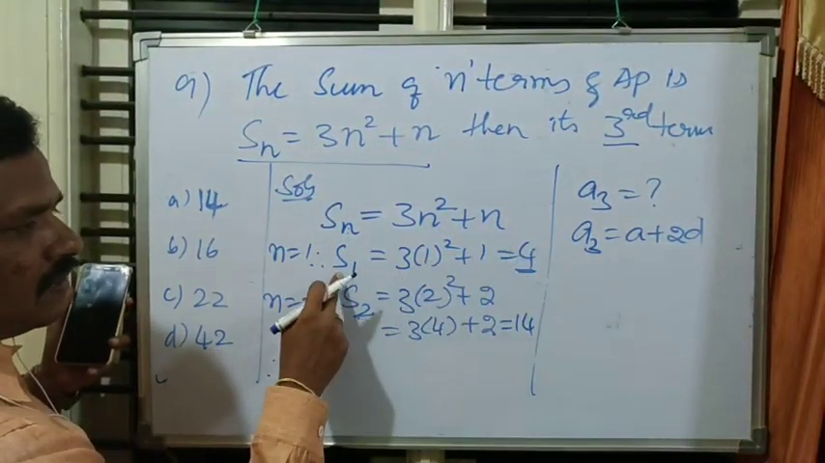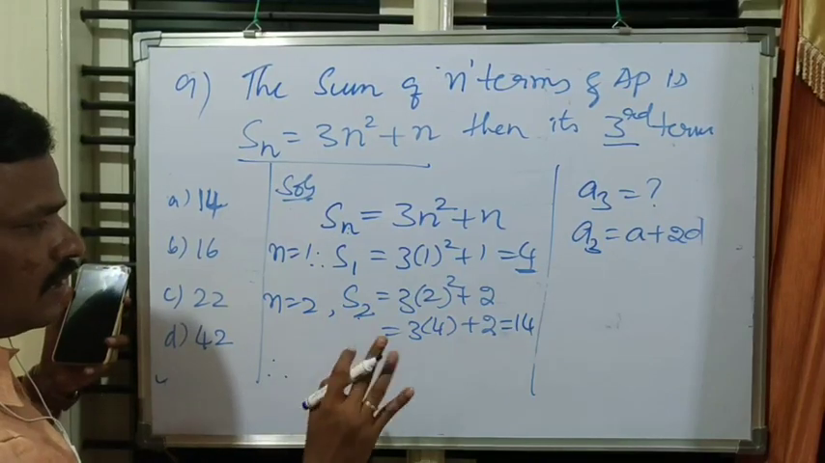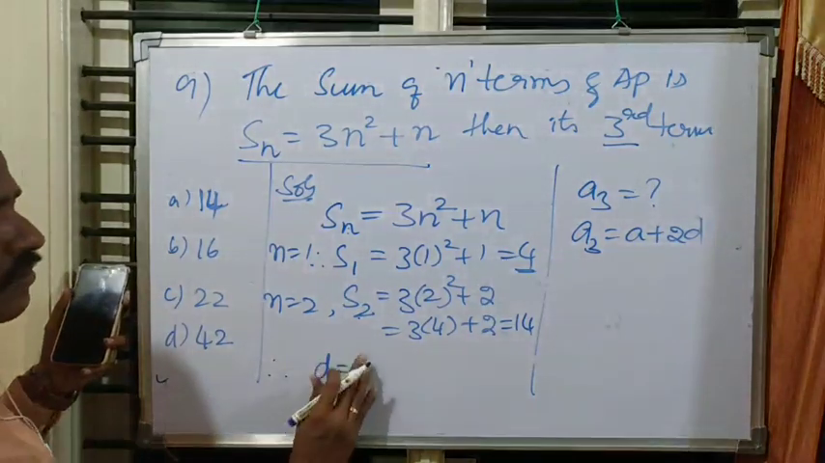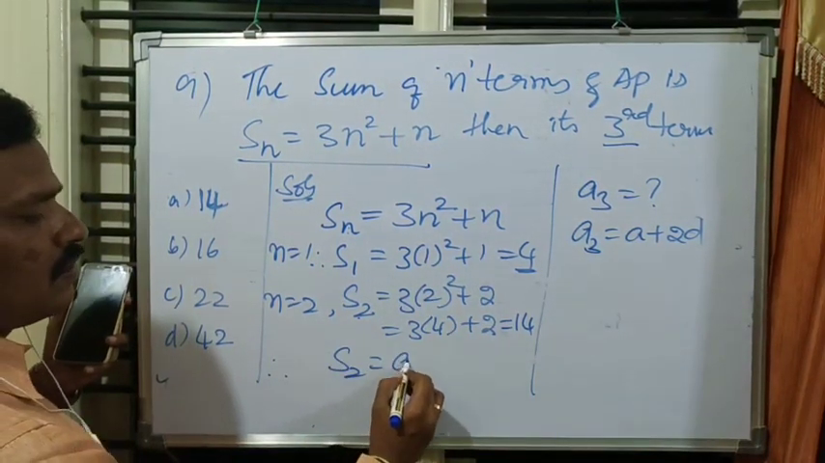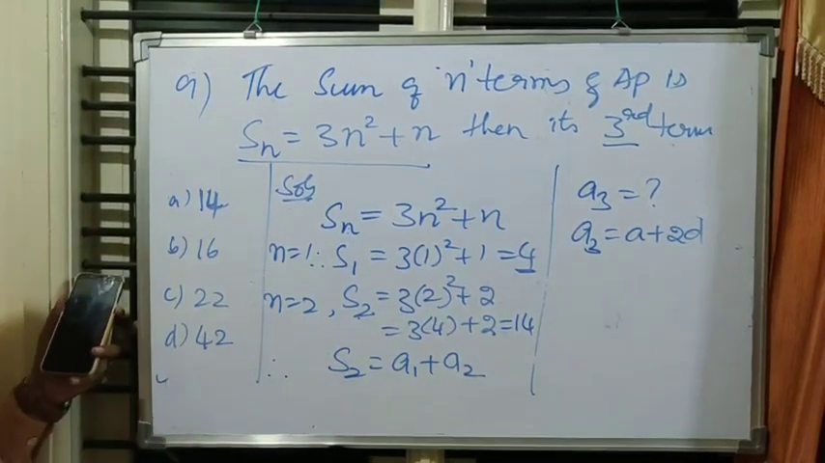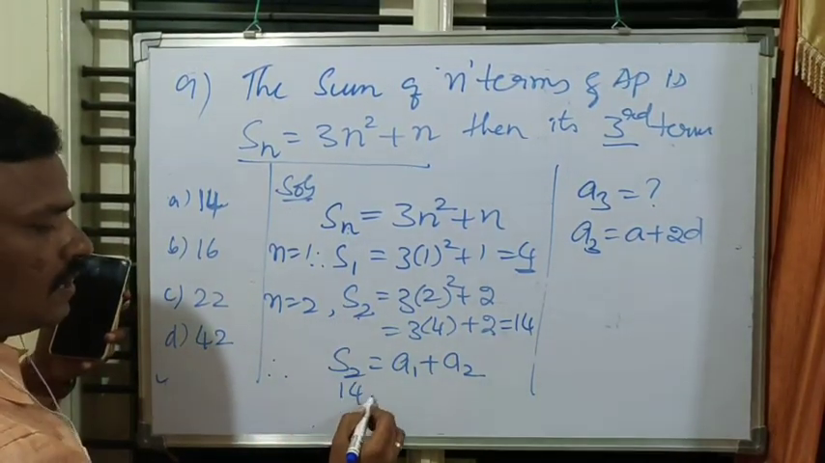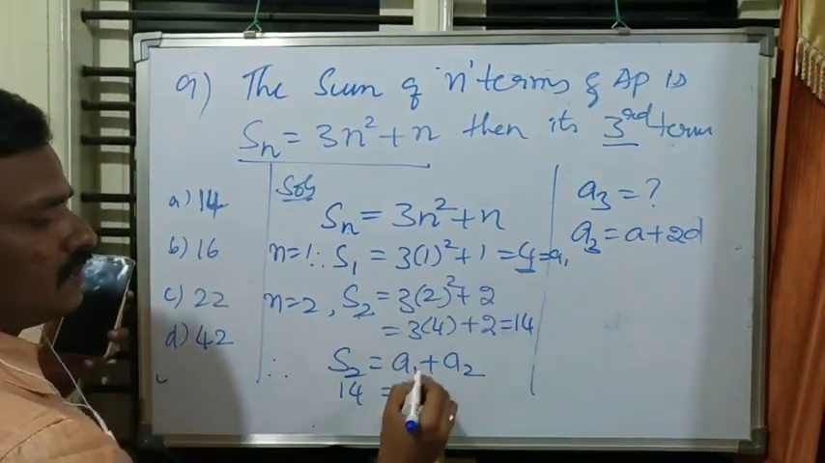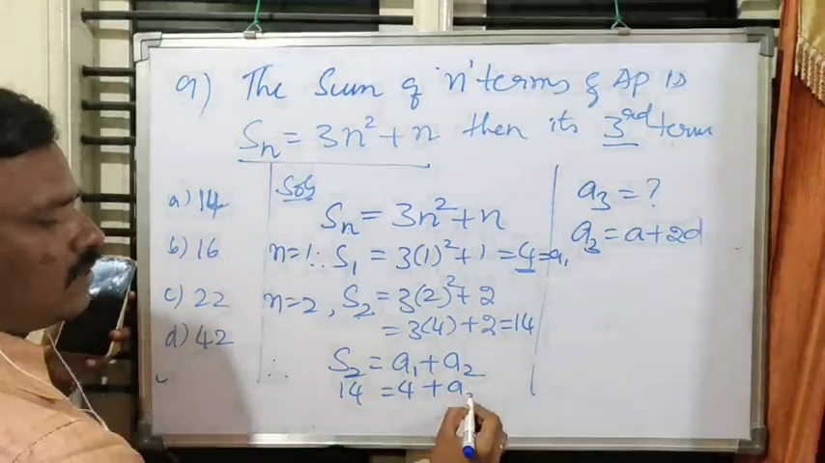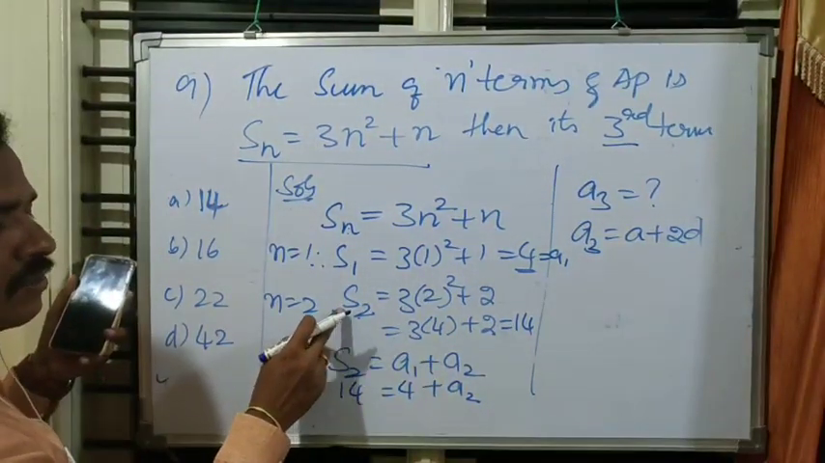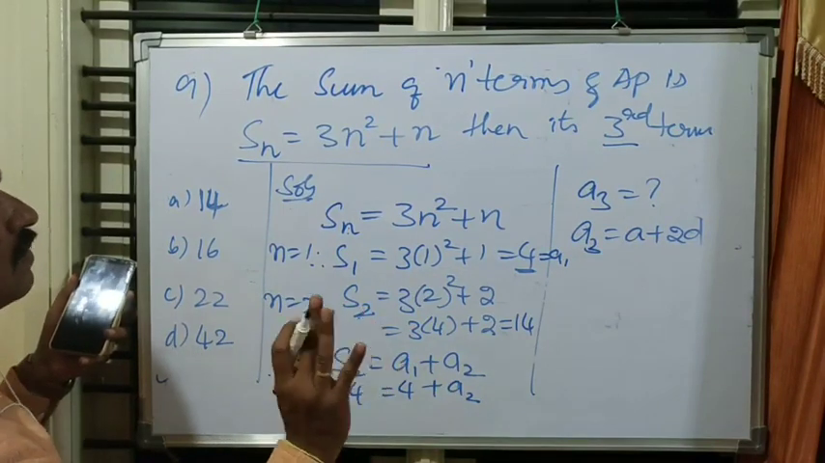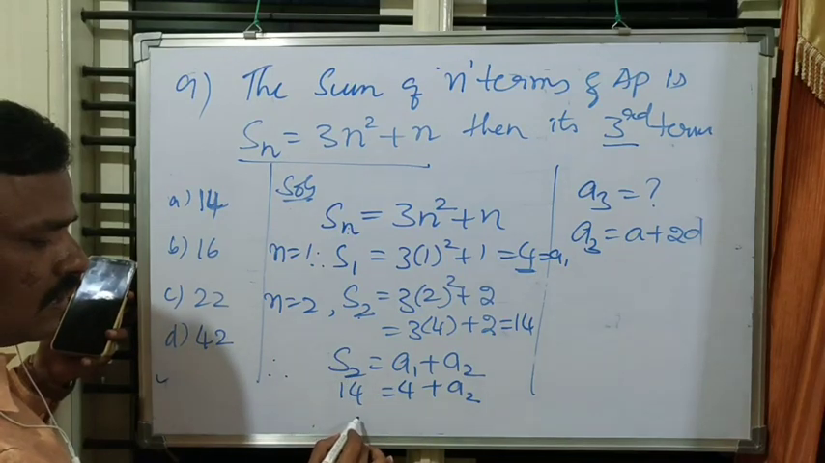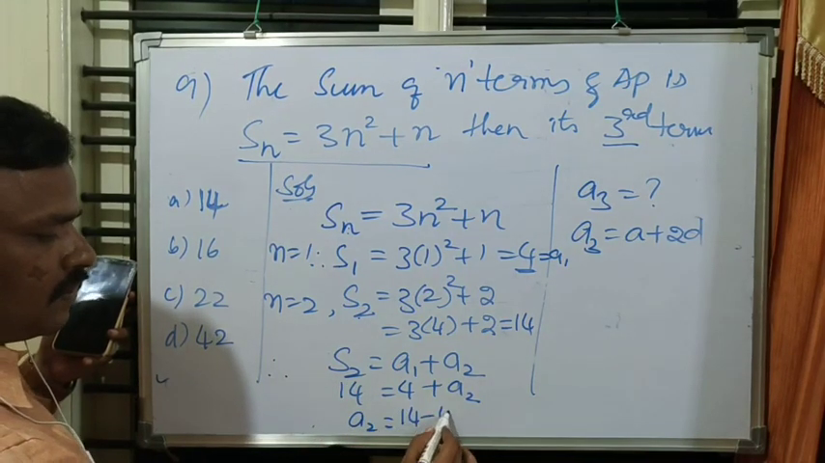So we need to find A1. S1 is nothing but A1, you know that. Then we need to find the D value. S2 means A1 plus A2. S2 value is 14. S1 is nothing but A1. So A1 is equal to 4, plus A2, which we don't know. Find A2. This is S2, S2 is not equal to A2, so keep it in your mind. Therefore plus 4 becomes minus 4. Therefore A2 is equal to 14 minus 4, that is 10.